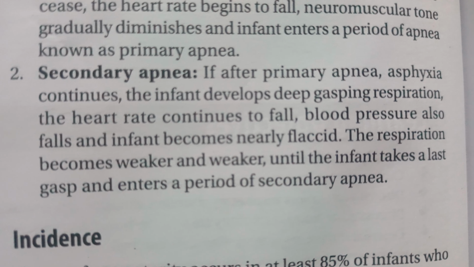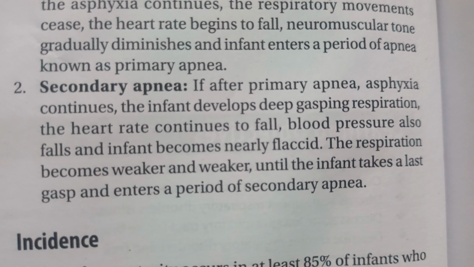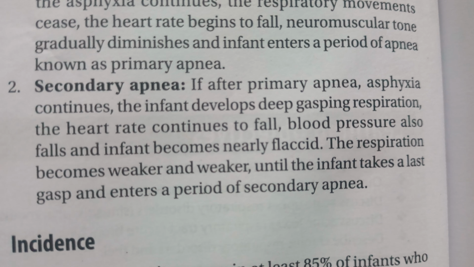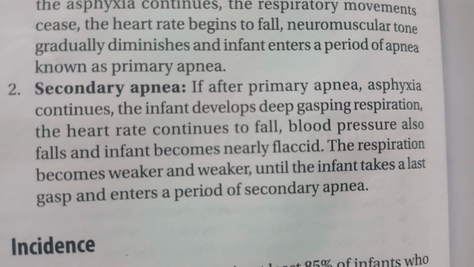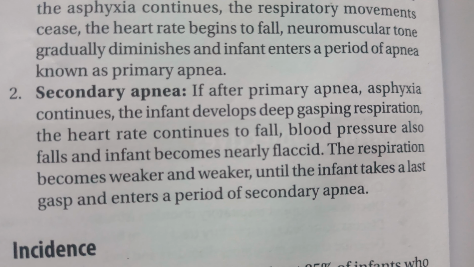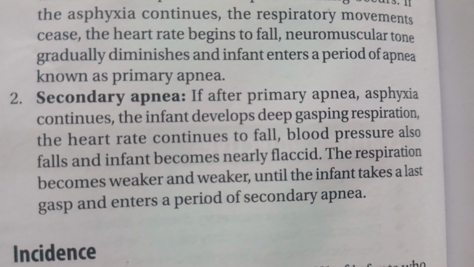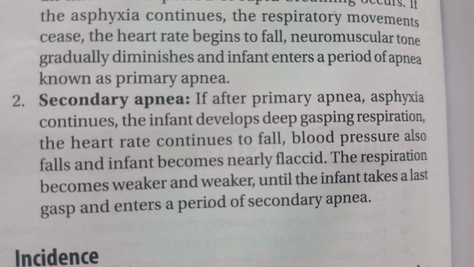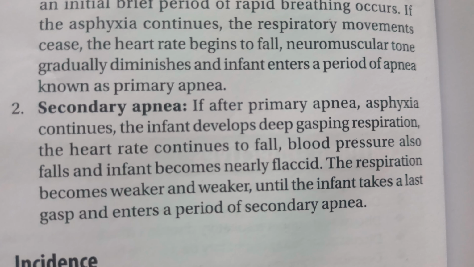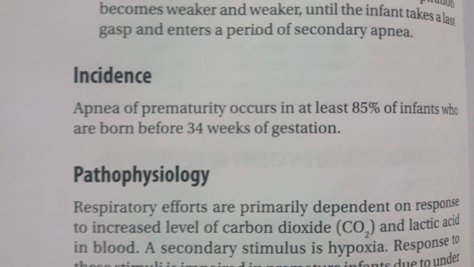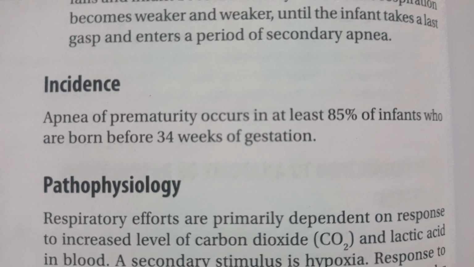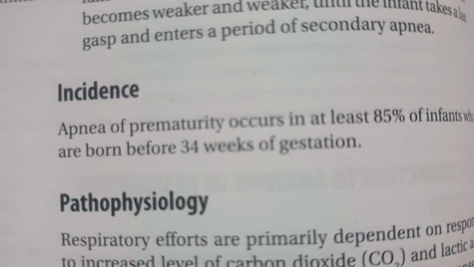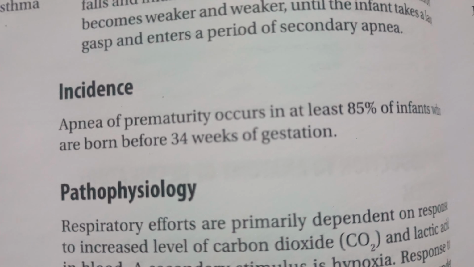Secondary apnea: if after primary apnea asphyxia continues, the infant develops deep gasping respiration, the heart rate continues to fall, blood pressure also falls, and the infant becomes nearly flaccid. The respiration becomes weaker and weaker until the infant takes a last gasp and enters the period of secondary apnea. Incidence: apnea of prematurity occurs in at least 85% of infants who are born before 34 weeks of gestation.